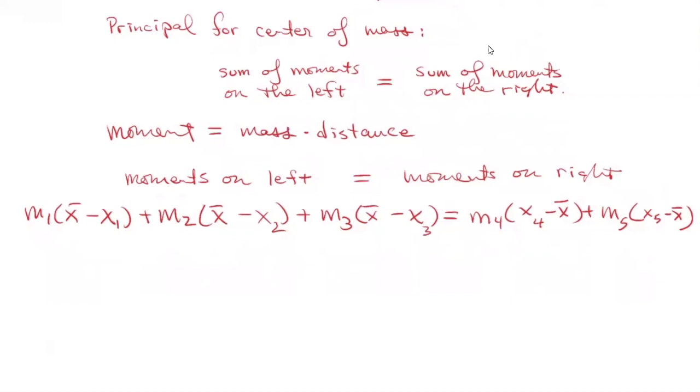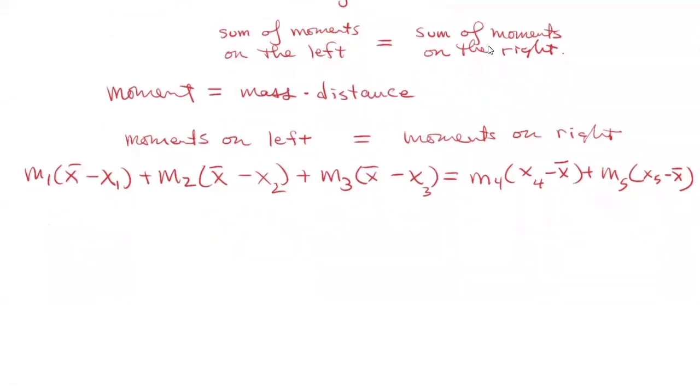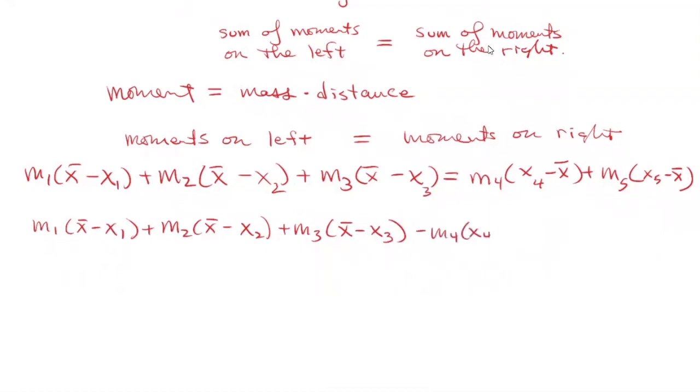And what I want to do is move everything to the left. So watch this. We're going to do m1 times x bar minus x1 plus m2 times x bar minus x2 plus m3 times x bar minus x3. Now I'll have a minus m4 times x4 minus x bar. And I don't know if you can tell, these are all the same. And then minus m5 times x5 minus x bar. And this adds up to 0.